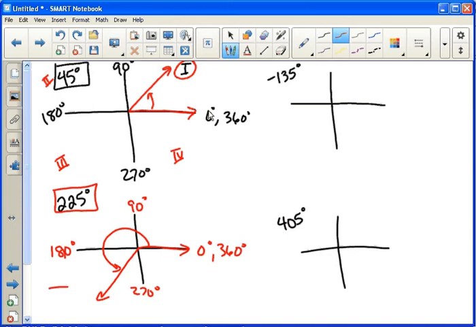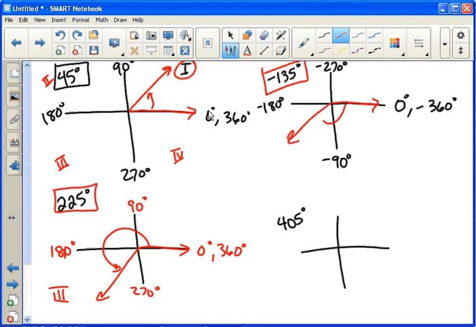Okay, now the next one we have is negative 135. So the negative ones go in the opposite direction. They actually travel clockwise. So if you want, you can label this, instead of using the positives, you can label it using negatives. So we still start at 0 here. We go the opposite way. So this is negative 90, negative 180, negative 270, and negative 360. Okay, so negative 135 would fall between negative 90 and negative 180. So it would be somewhere in this area, and the arrow has to go this direction.